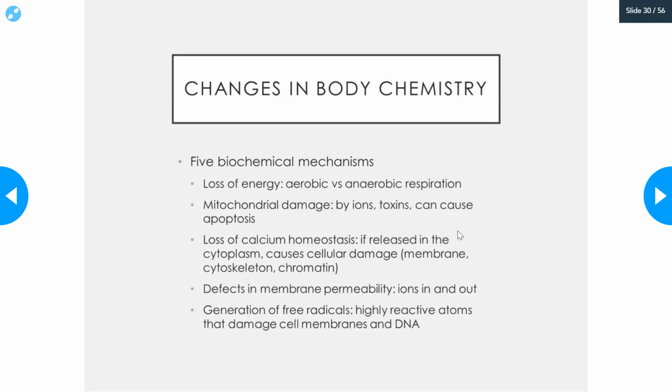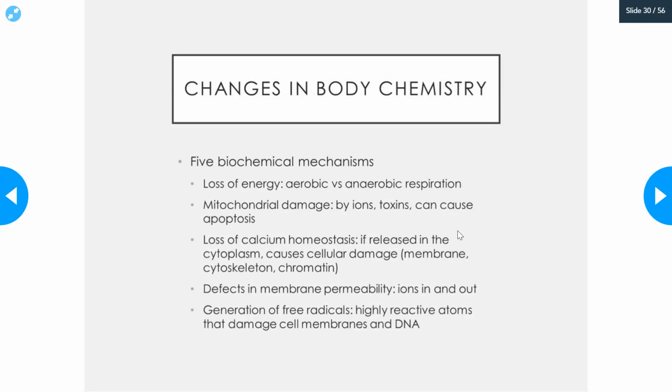Defects in membrane permeability. This could be mostly due to eating too many bad fats. Your trans fats, anything that has hydrogenated oils, are not good for you. It causes loss of membrane fluidity, which then can cause problems in the permeability, and things can be leaking in and out of the cell. And that can cause some issues.